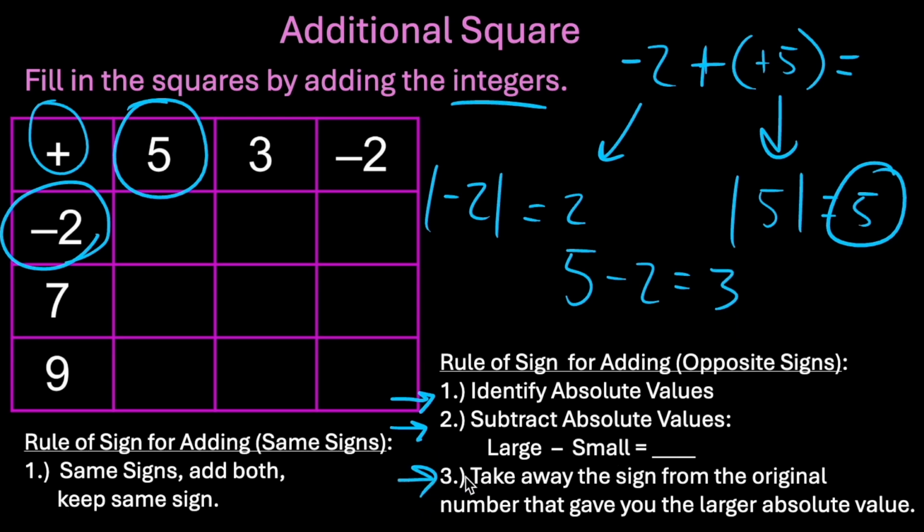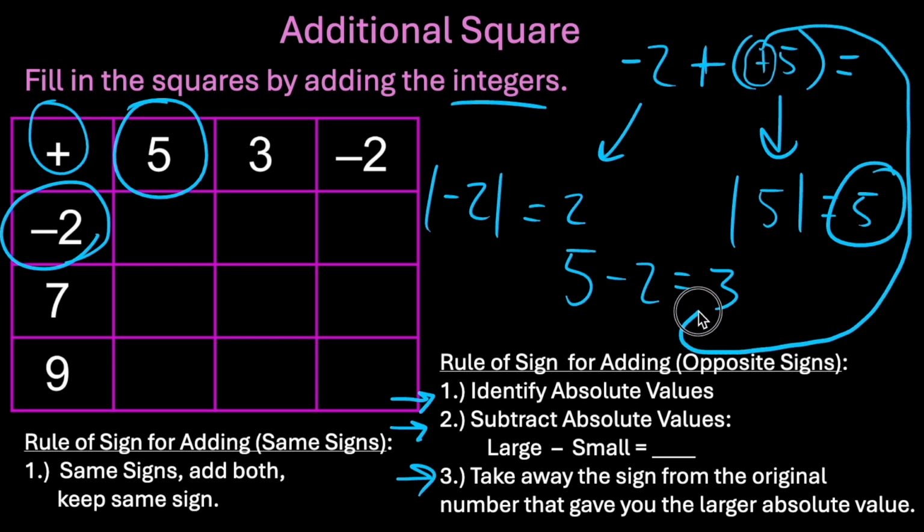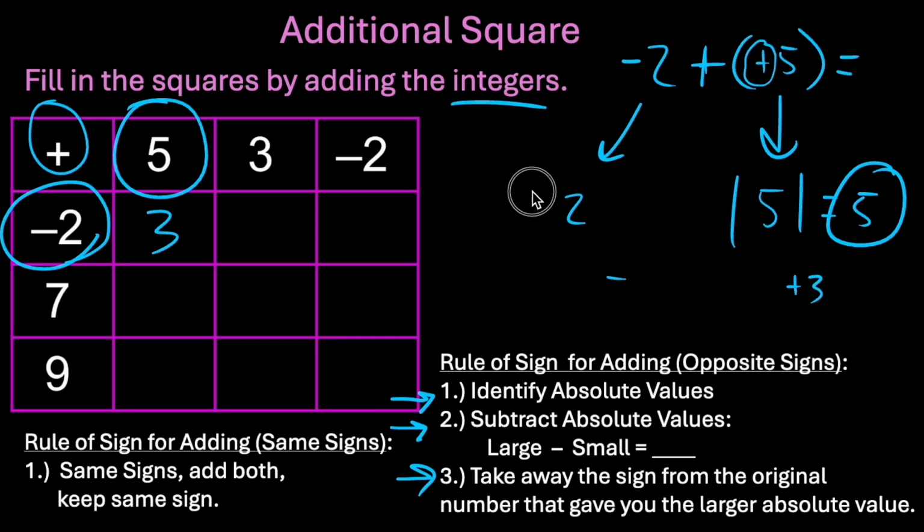And then the last step is to take the sign from the original number that gave you the larger absolute value. So 5 is the larger absolute value. It came from the original number here, this +5. So we need to take that sign from the +5 and give it to the 3. So the answer becomes +3, or just 3. Let me fill in the box for -2 plus 5. All right, we're done with that problem. Let's move on to the next one.